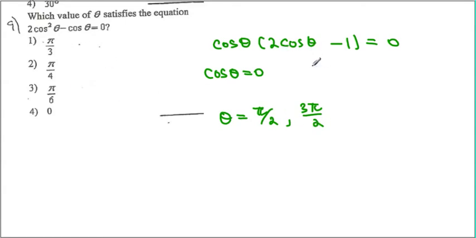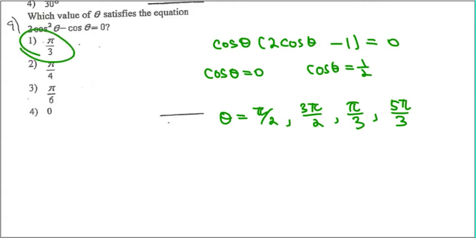When do you have cosine to be in this case 1/2? That's right. Basically, the angle is equal to 60 degrees, which is pi over 3, or negative pi over 3, which is what? 5 pi over 3. Then we have the answer right over here.